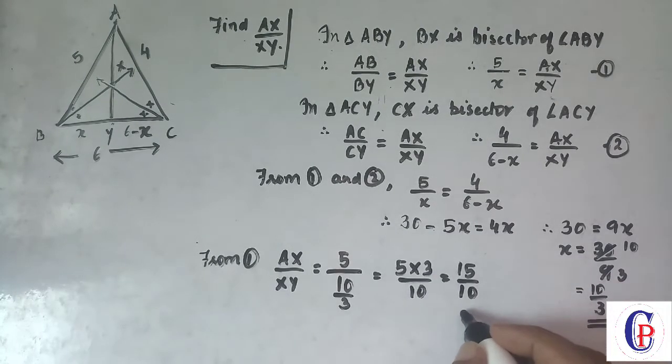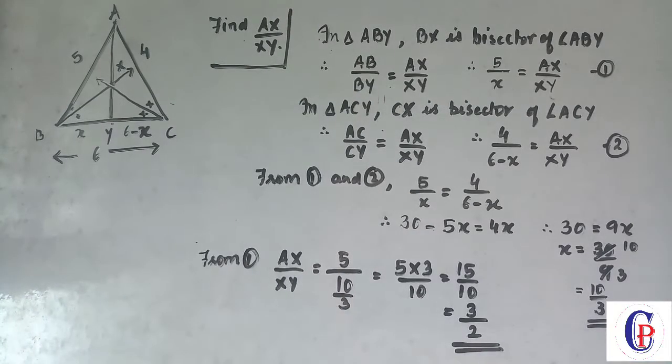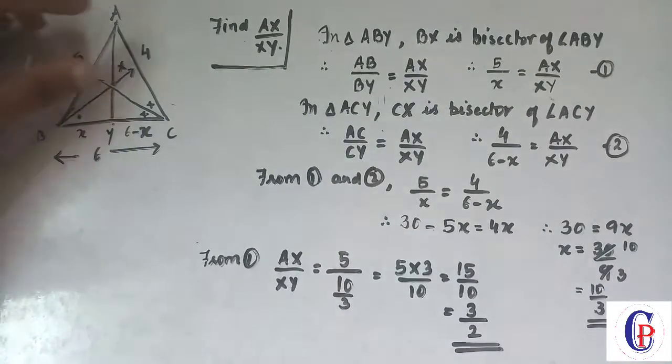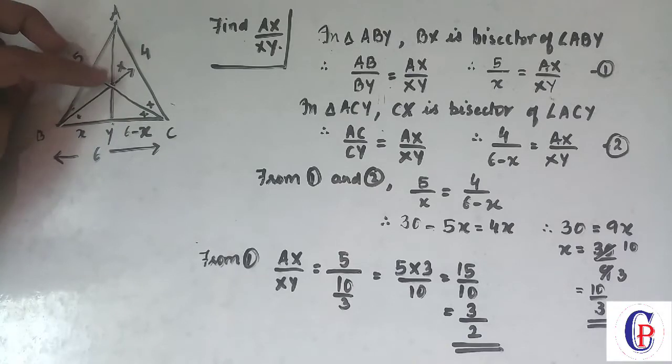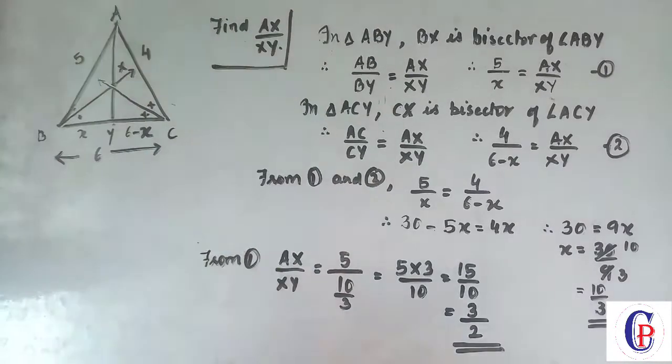So it gives us 5 3s are 5 2s are. So the answer is 3 is to 2. So the value of this AX upon XY is 3 is to 2.